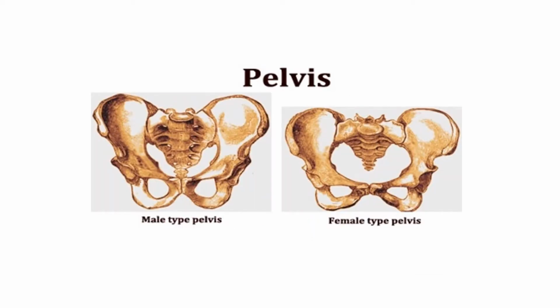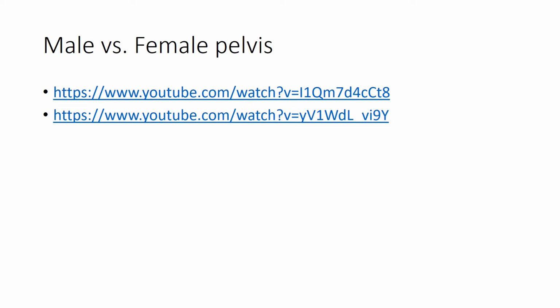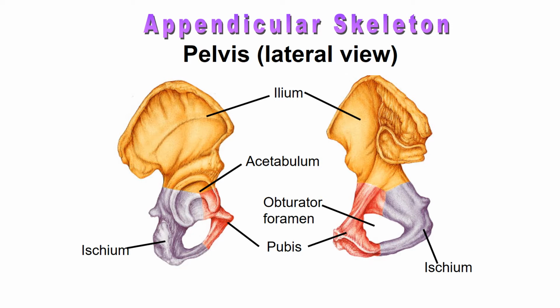All right. So as you see here again, the female. That's one way to know with the female. Looking here, if you had a side-by-side comparison, you can definitely tell that there's a difference. And some videos there. The appendicular pelvis, just a different view of it, the lateral view.